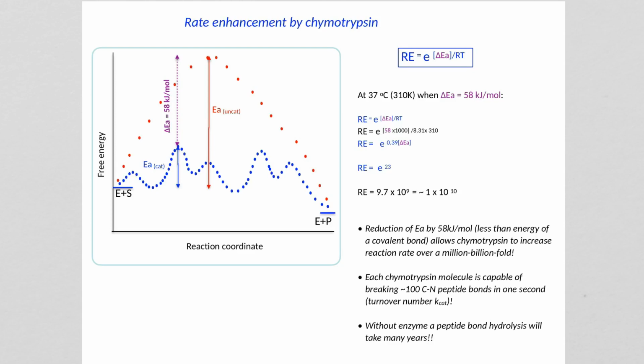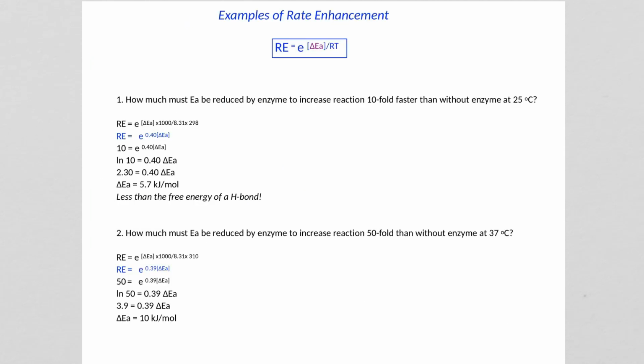So that's how basically enzymes work. By reducing the activation energy, they can make reactions go much, much faster. So here are more examples of the use of this rate enhancement equation. It gives us some very interesting information.